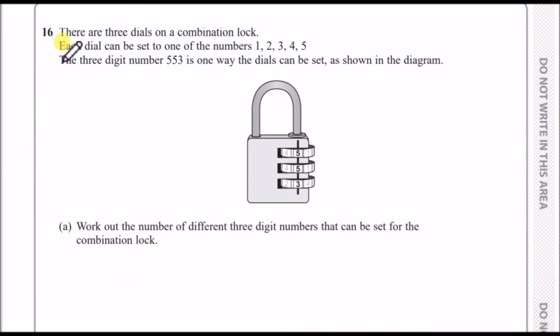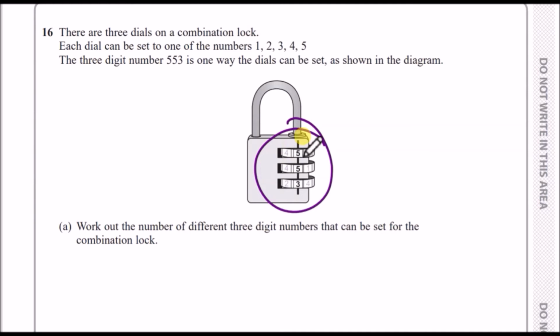So we're given 3 dials on a combination lock. Now each dial can be set to one of the numbers: 1, 2, 3, 4, or 5. The 3-digit number 553 is one way the dials can be set, as shown in the diagram. Okay, so it looks like you've got 3 dials, each with 5 different numbers, yep? Work out the number of different 3-digit numbers that can be set for the combination lock.